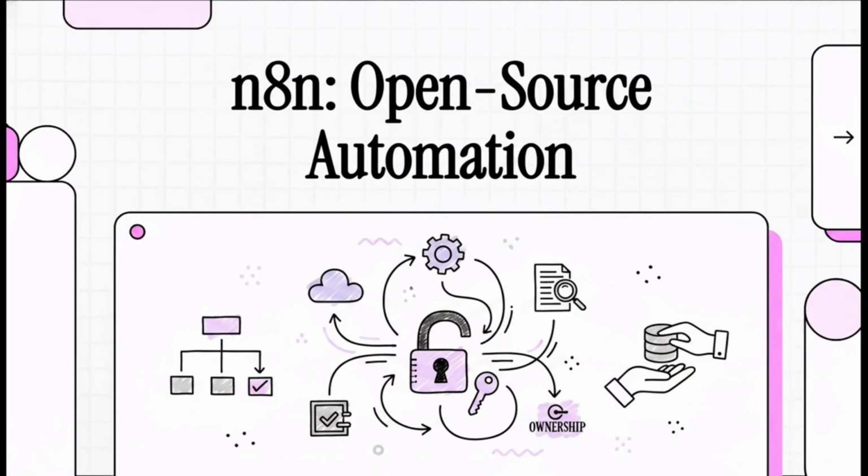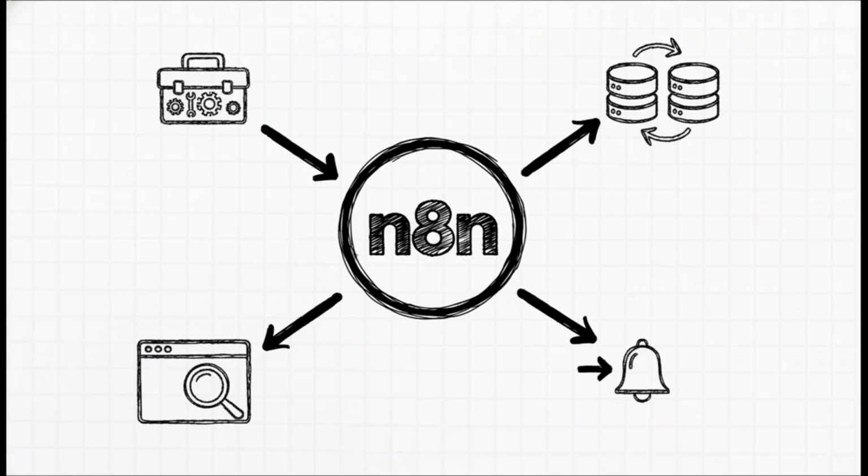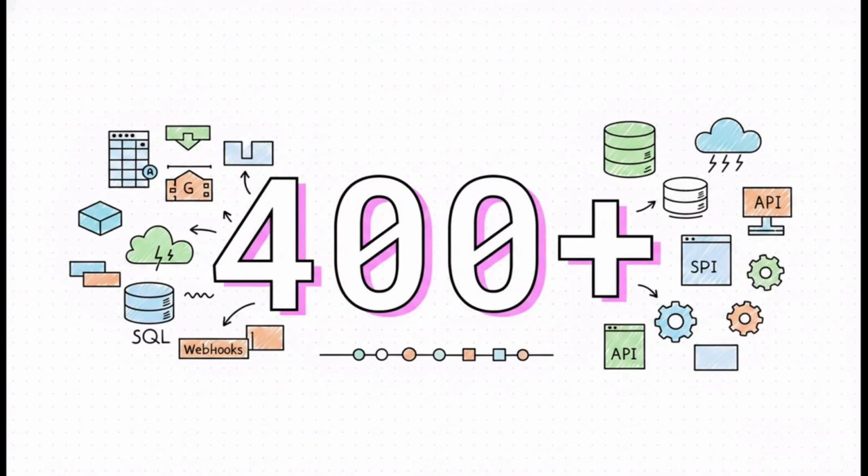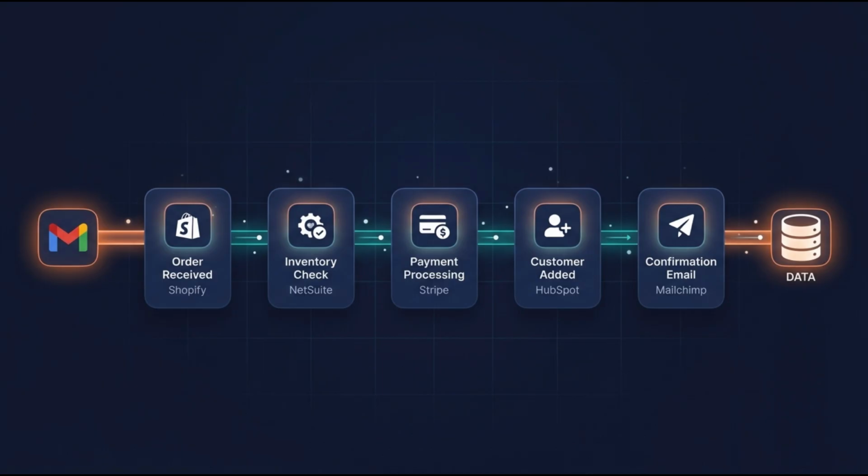So first, what is n8n? n8n is an open source workflow automation tool like Zapier, but you self-host it, you own your data, and it's completely free. You can connect over 400 applications like Gmail, Slack, databases, APIs, and automate tasks between them using a visual drag and drop editor.